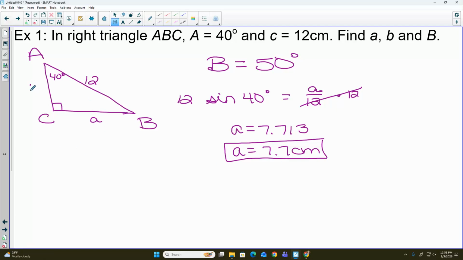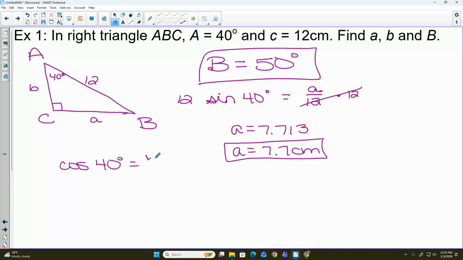If I wanted to use a trig function to get B. So from A, B is adjacent, 12 is hypotenuse, so that would be adjacent and hypotenuse, what trig function? So I could say the cosine of 40 degrees equals B over 12. Multiply over my 12. 12 cosine 40. So if I do 2 significant digits, what would I round that to?